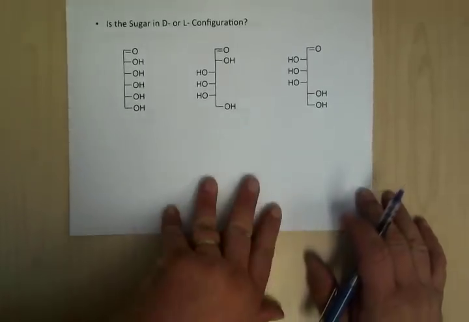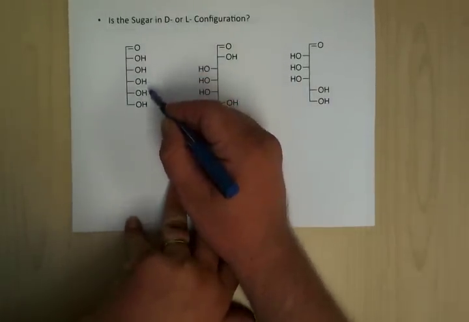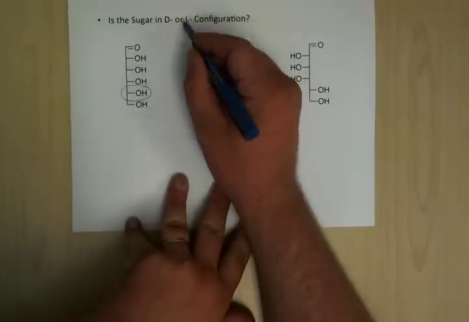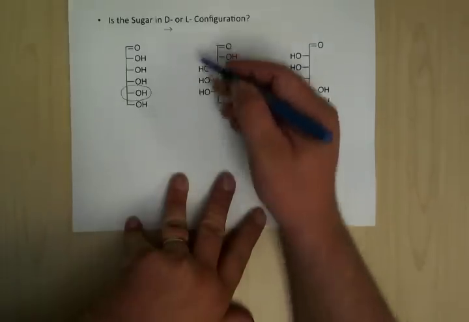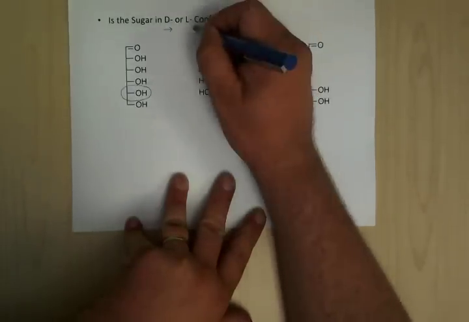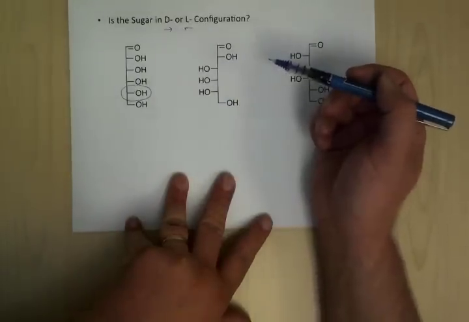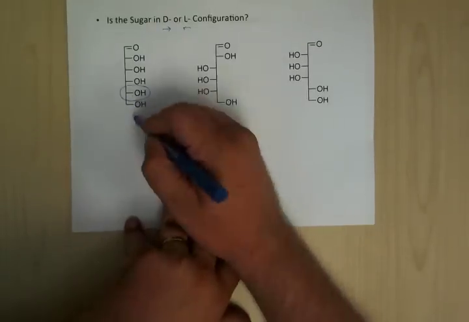Okay, now for this one, all we're looking at is, it's usually this carbon here. It's the last chiral carbon. Okay, so it's actually this one here. So for D's, if it's pointed that way, it'll be a D. If the OH is pointed that way to the left, it's an L. That's all you've got to look at. It's just this one here. So this one here is pointed to the left, so it's D.